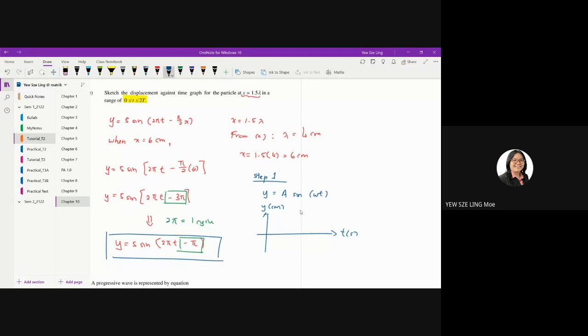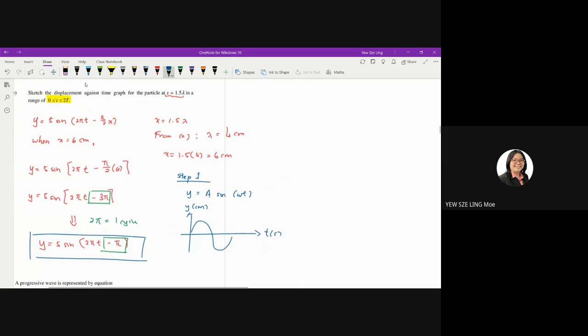Now I have just a sine function, so the graph would look like this. This is a general shape. And then step number 2. What am I going to do now? Because my graph comes with initial phase angle, y equals a sine omega t minus pi. Minus pi means that your object starts from a position at negative 180 degree.